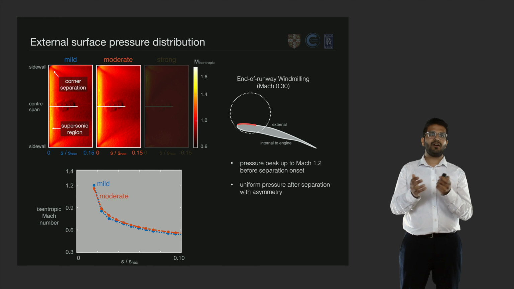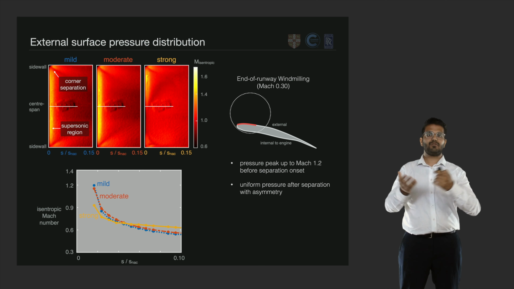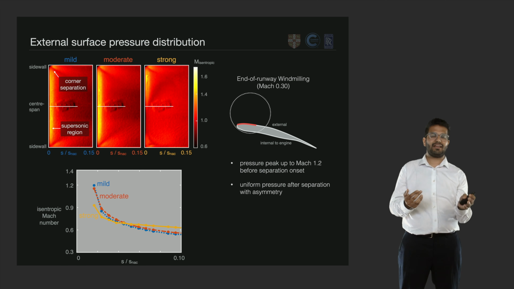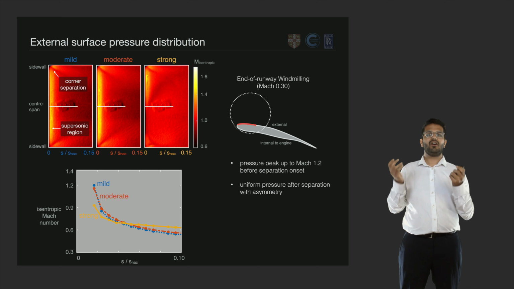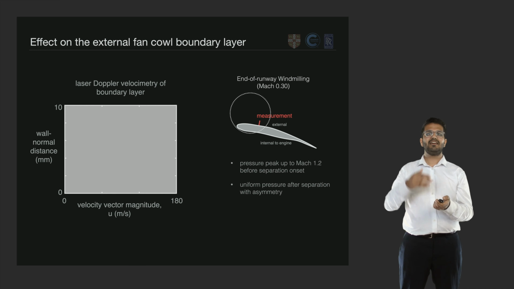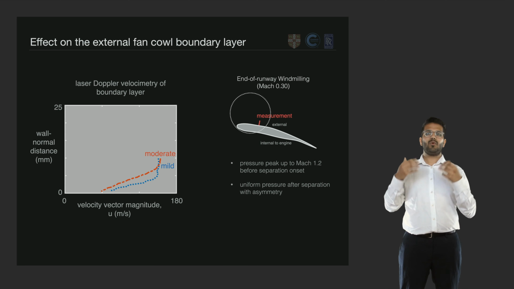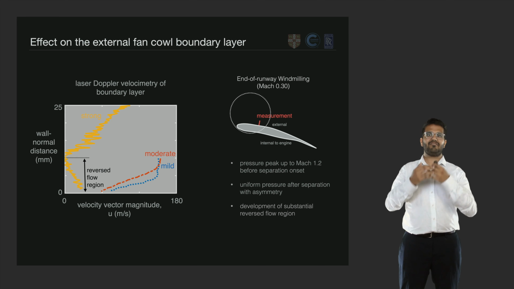However, the flow field looks quite different when we consider the strong windmilling condition where separation has occurred. Here we see that there's a lower suction peak and the pressure field is more uniform due to the boundary layer not quite following the curvature of the nacelle model. We also see some asymmetry across the tunnel span. And indeed, when we consider the boundary layer profiles in this case, we can see that even before separation, we see an increase in boundary layer thickness. And once separation has occurred, we can see a very large shear layer with a clear reverse flow region.